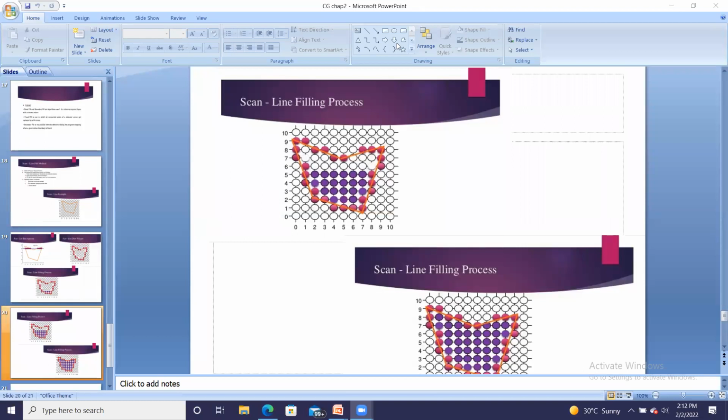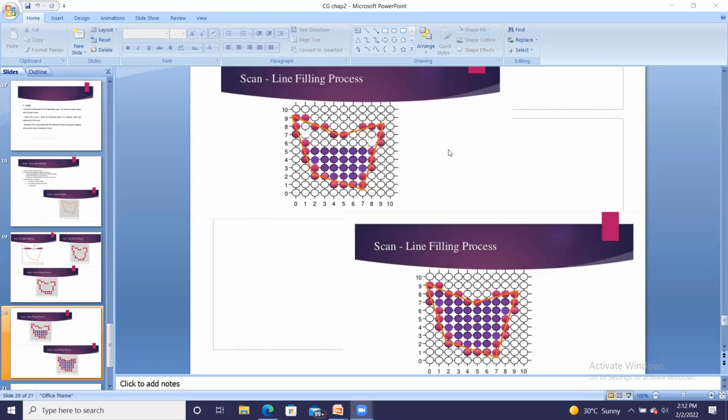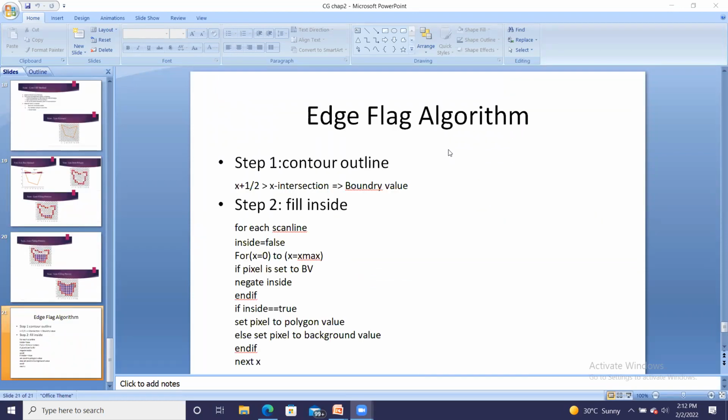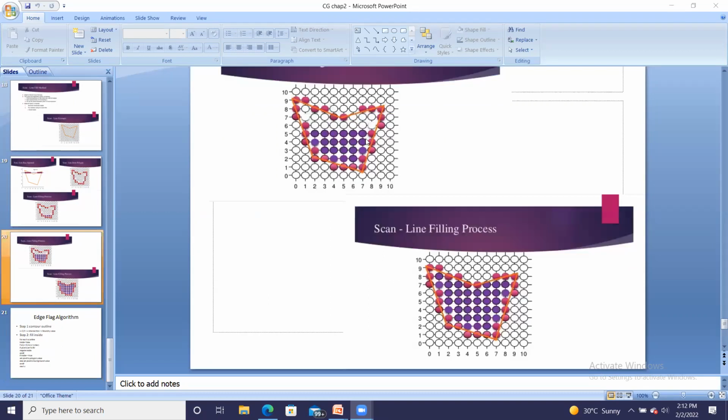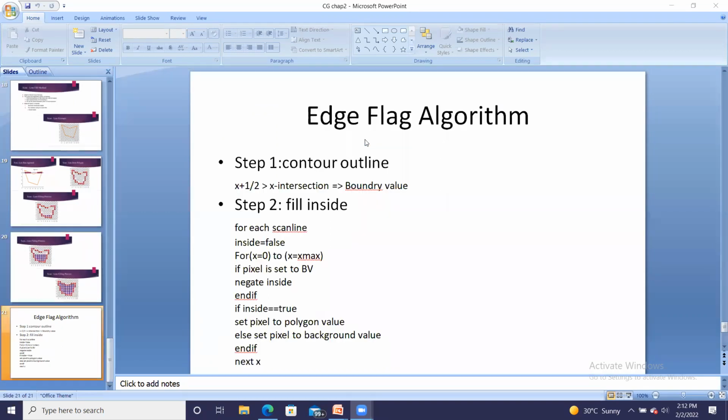Okay, so that is how the scanline filling process works. So this process is having one algorithm, which is edge flag method.